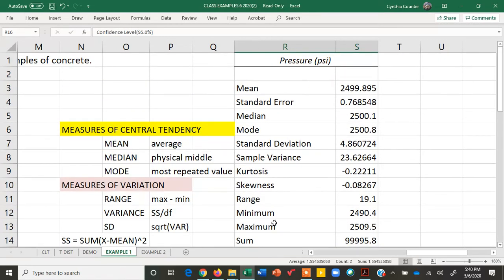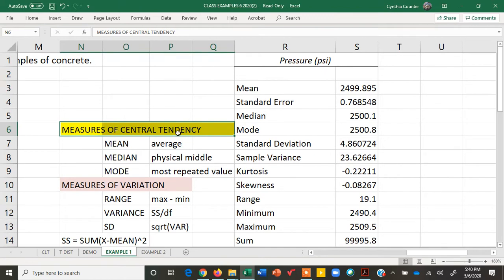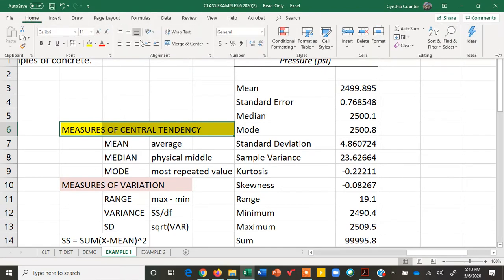So when we're looking at our output, there are several particular categories we're interested in. So the first kind of output we're going to look at is measures of central tendency. Measures of central tendency.